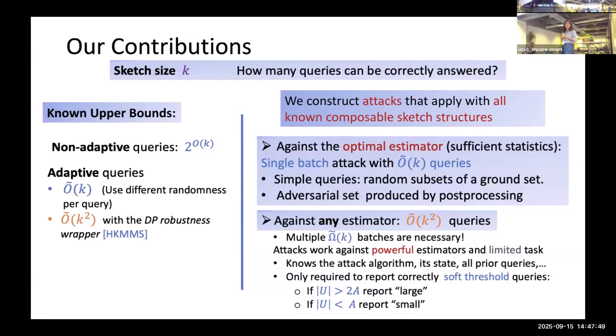And in this case, we assume that we are not going to get the size estimate, but we will have a response that looks something like this: we have a soft threshold. So it will only tell us if the estimated size is larger than 2 times some A, or if it's smaller. So it's only binary information, 1 or 0. And if it's in between, it can be arbitrary and give us any answer.